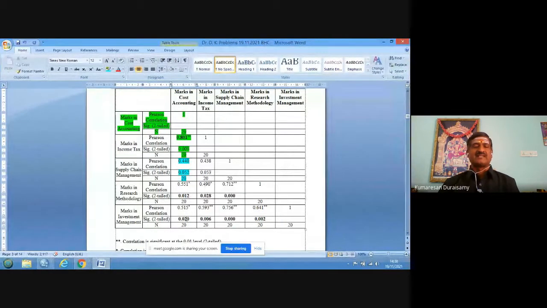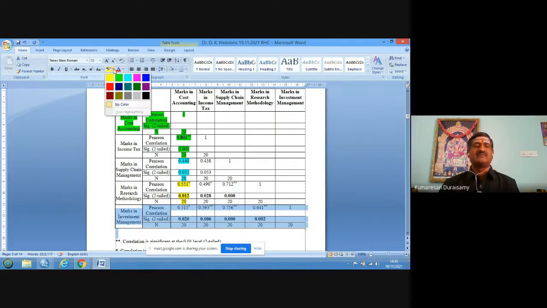Then the next comparison is between cost accounting and research methodology. Look at this. 0.551, so 55%. The p-value is 0.012. It is less than 0.05. So there is a significant correlation between cost accounting and research methodology. Next comparison is between cost accounting and investment management.